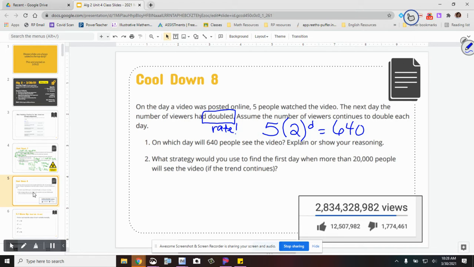Now we can start some work to get our exponent into something that we can start to calculate. And we would do that by dividing both sides by 5. Right now the 5 is multiplying out in front. So if we divided by 5, we would just have a base to an exponent: base 2 to exponent d equals 128, if I did that right. So I need 2 to some exponent to be 128.